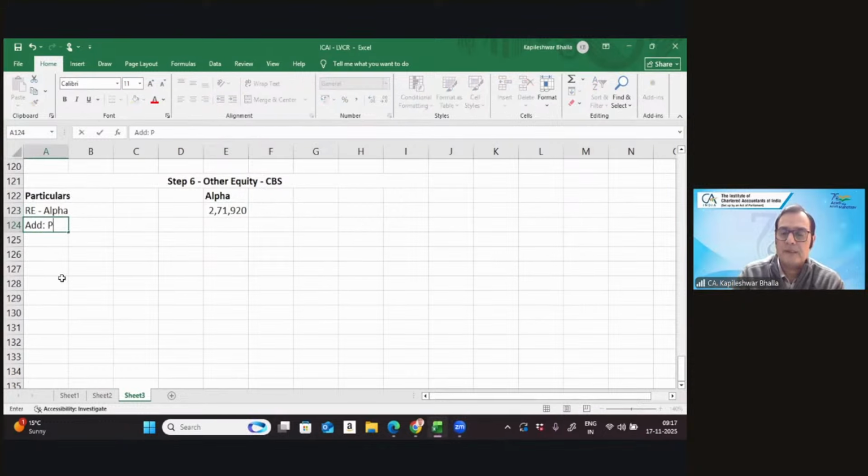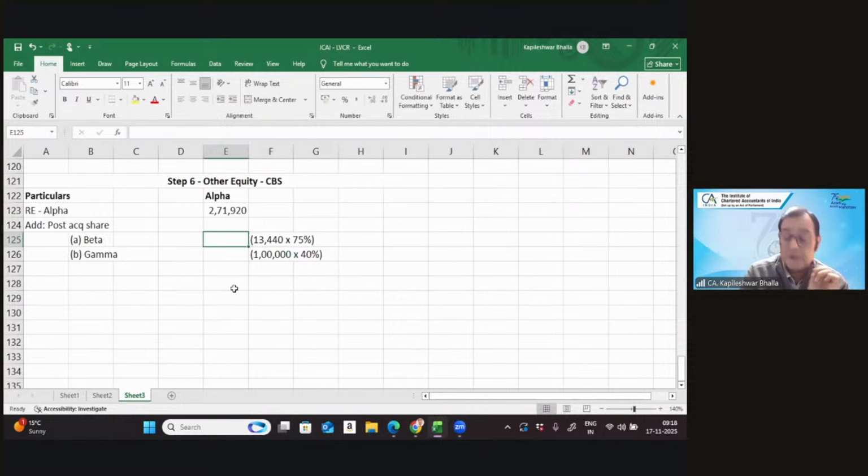Add the post-acquisition share in the profits. So let's see the post-acquisition share. If I remember, let's split this. We need the post-acquisition share in beta, so we need both the subsidiary and the associate. So we need beta and gamma. Beta, if I remember, was 13,440 into 75%. And gamma we have just seen was 1 lakh, and that was, I think, 40%.